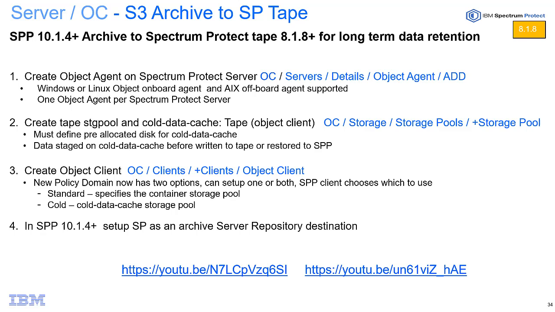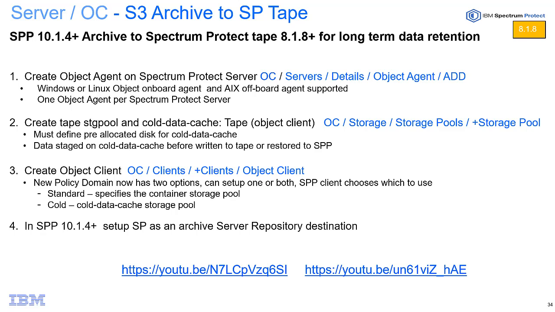In this presentation, I'm not going to show you how to do that setup. I did cover it in the last version, and there is a YouTube video out there as well. So after your object agent is set up, you'll need to create your tape storage pool and your cold data cache. So go into Operations Center, Storage, Storage Pools, plus Storage Pool. Now you do need to predefine the disk space for your cold data cache, and you do need to have your tape or VTL set up prior to running through this in Operations Center.